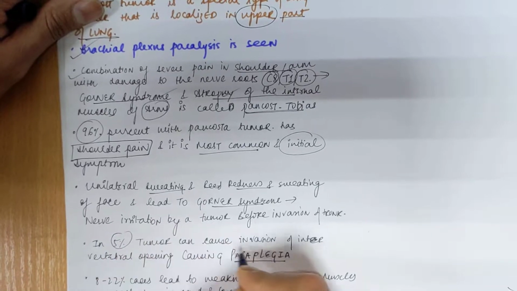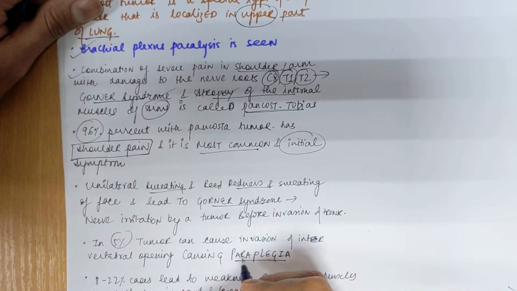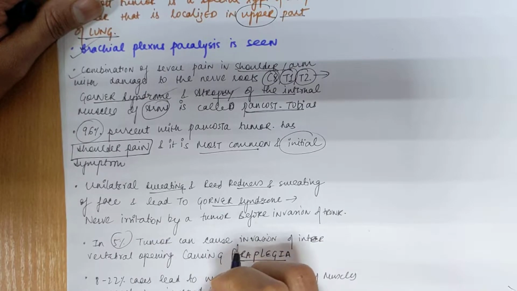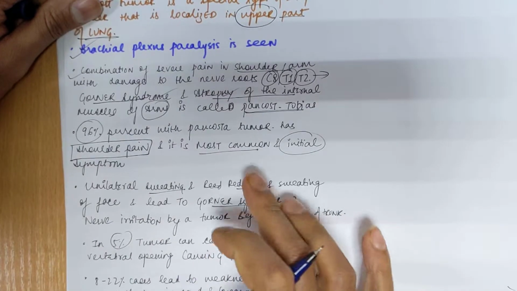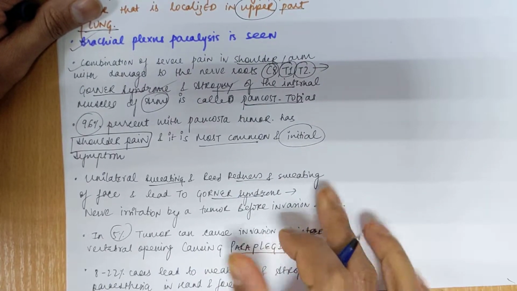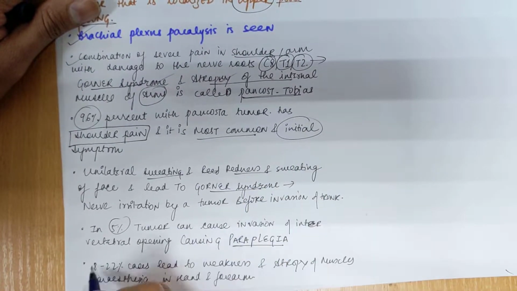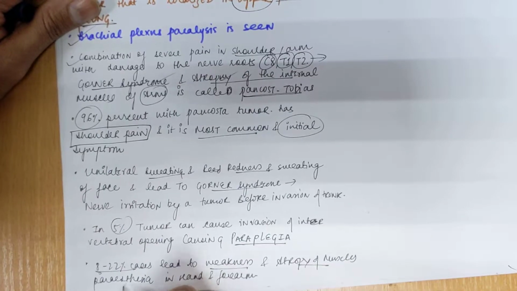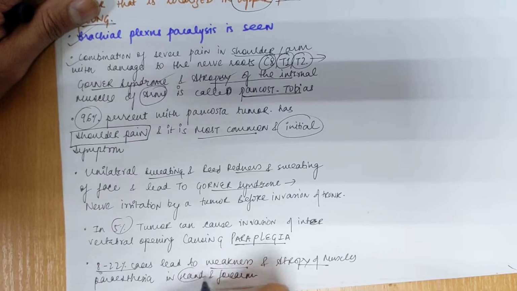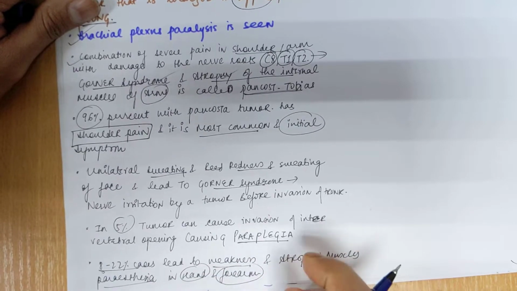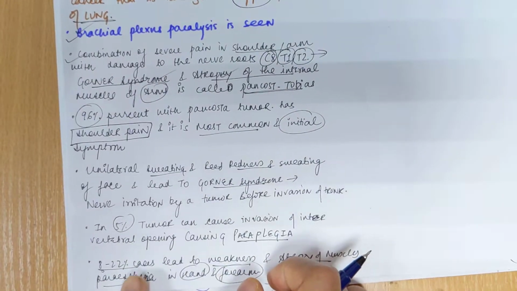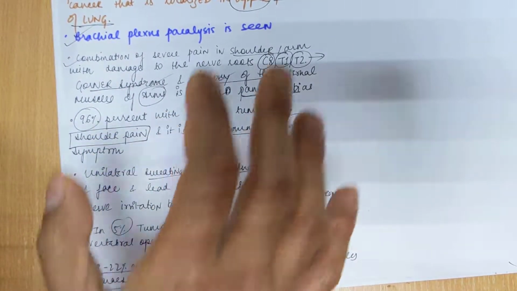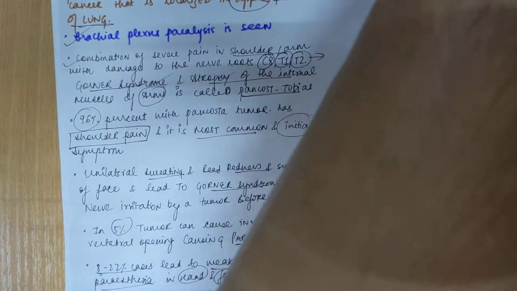And in 5% of cases the tumor can invade the intervertebral opening, causing paraplegia. Okay, so paralysis can occur in 5% of tumors, which can invade the intervertebral opening and lead to paraplegia, injury to the spinal cord. And 8 to 22% of cases can lead to weakness and atrophy of muscles, paresthesia in the hand and forearm. So paralysis of the hand and forearm can occur in 8 to 22% of cases due to weakness and atrophy of the muscles. Okay, so this was your lung cancer.